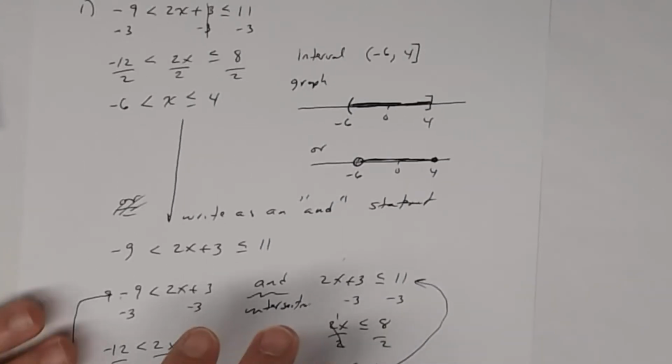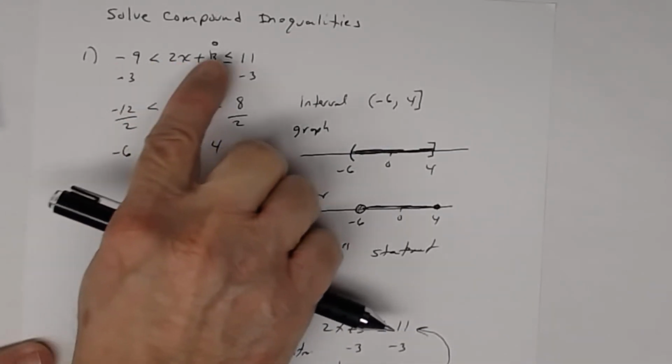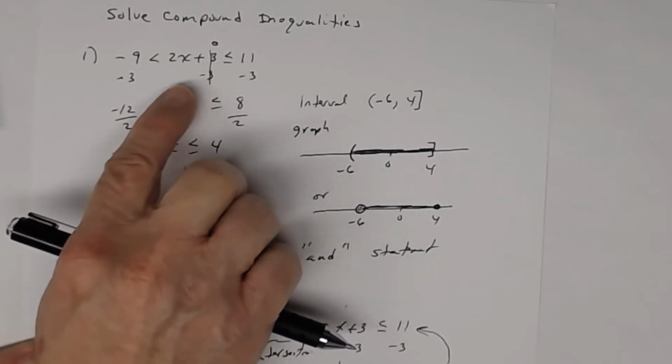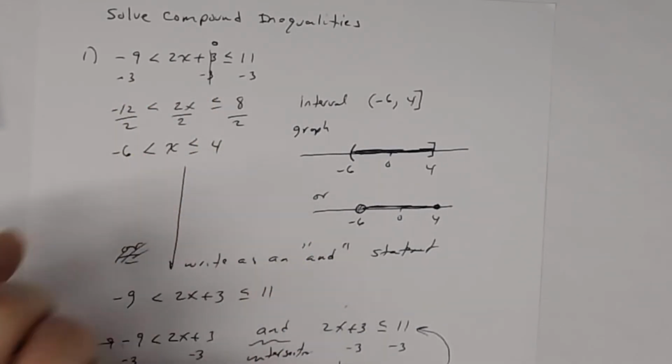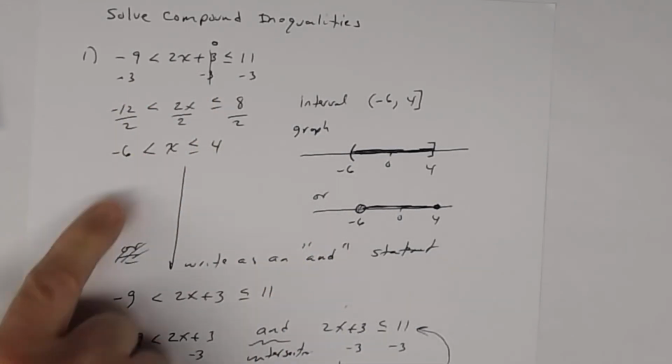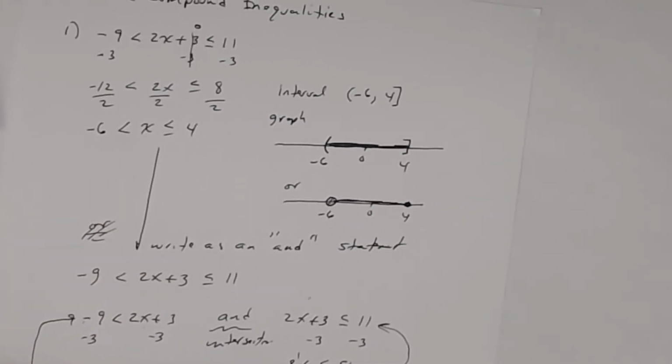So most students, though, when they see something like this where there's just constants on the other side, they'll just solve it to where they get x by itself in the middle. That's the easiest way to do that one. Let's look at number 2.